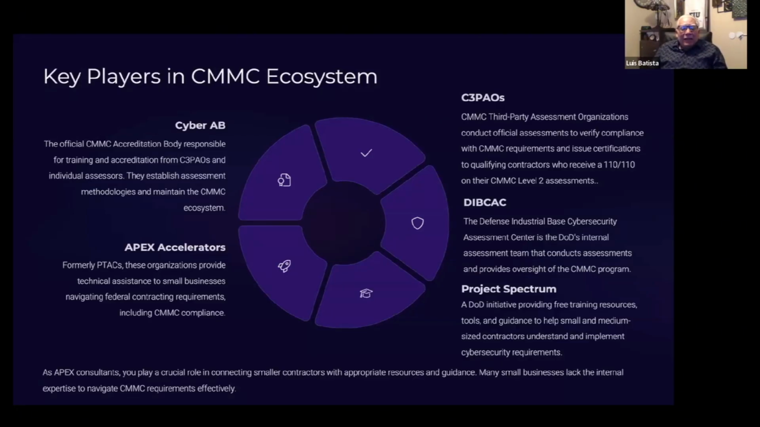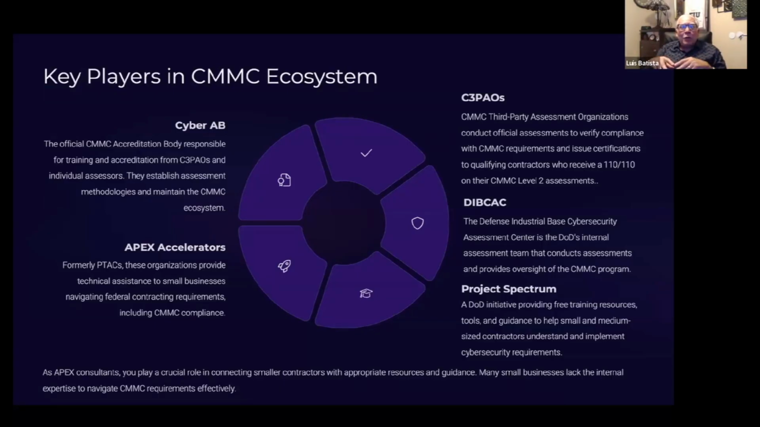A major disconnect that I see is very little mention of the Cyber AB. The Cyber AB is the organization responsible for implementing this. They're the ones tapped by the DoD. And as Noah was mentioning, there's a lot of consultants, but not as many as they're going to need.